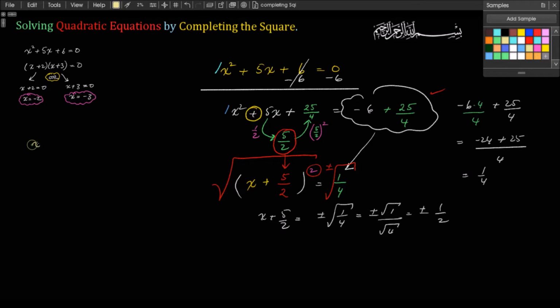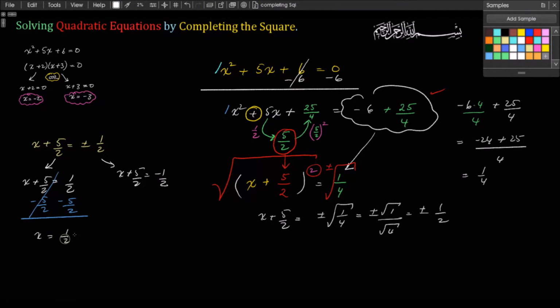I'm going to rewrite that over here. X plus 5 over 2 is equal to plus or minus 1/2. Now I can change this into two equations. X plus 5 over 2 equals positive 1/2, or x plus 5 over 2 equals negative 1/2. And I subtract 5 over 2 from both sides.